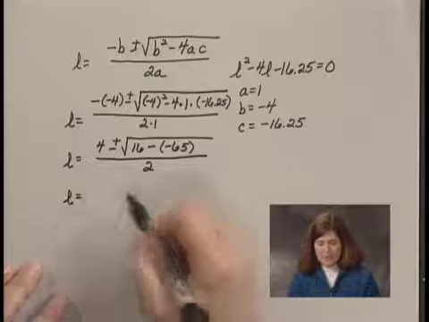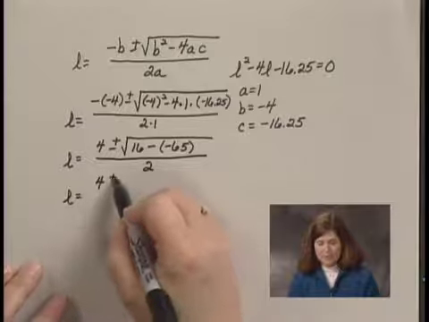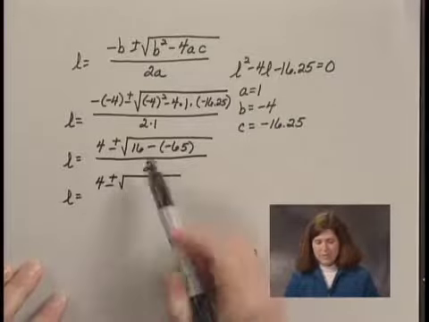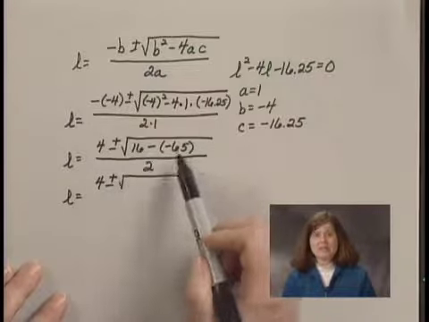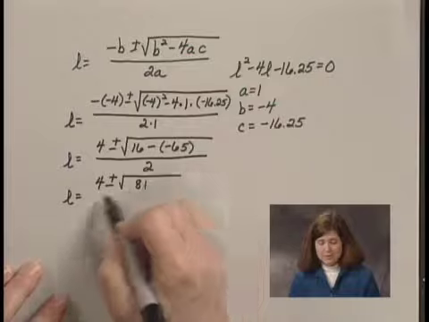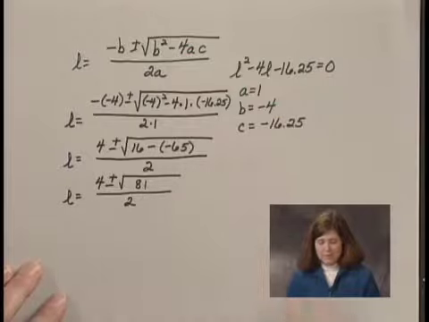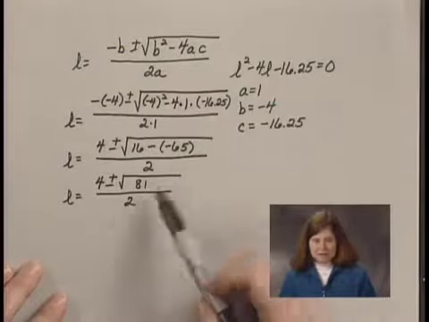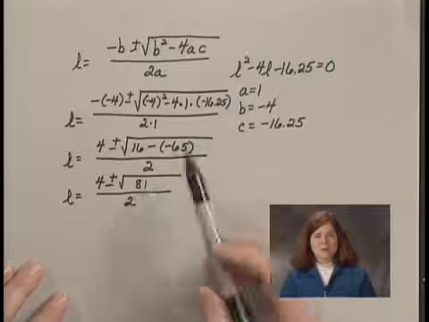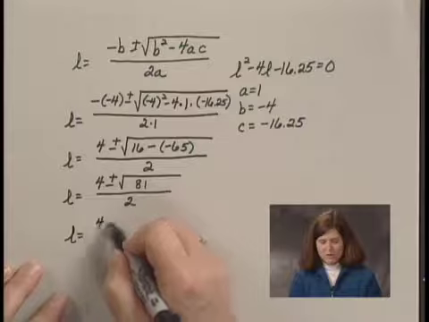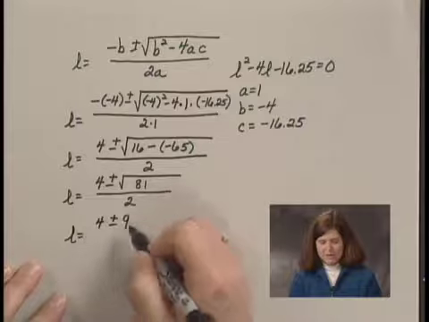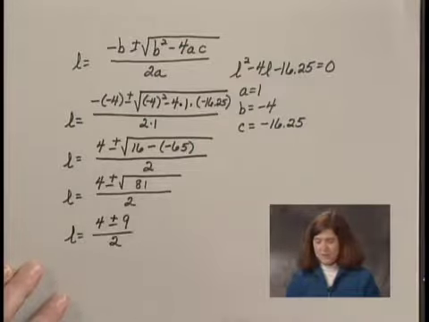Now, that simplifies to 4 plus or minus the square root of 16 minus negative 65 is 16 plus 65, which is 81, over 2. Now this is a perfect square. 81 is a perfect square, so we can take the square root of 81, and we have L equals 4 plus or minus 9 over 2.